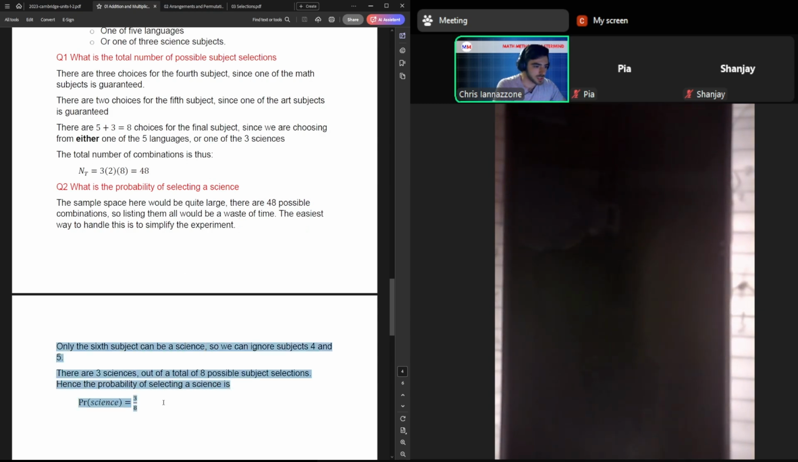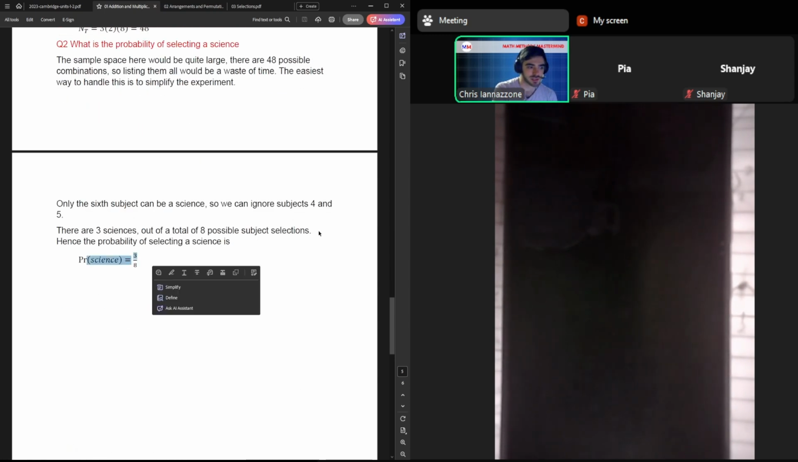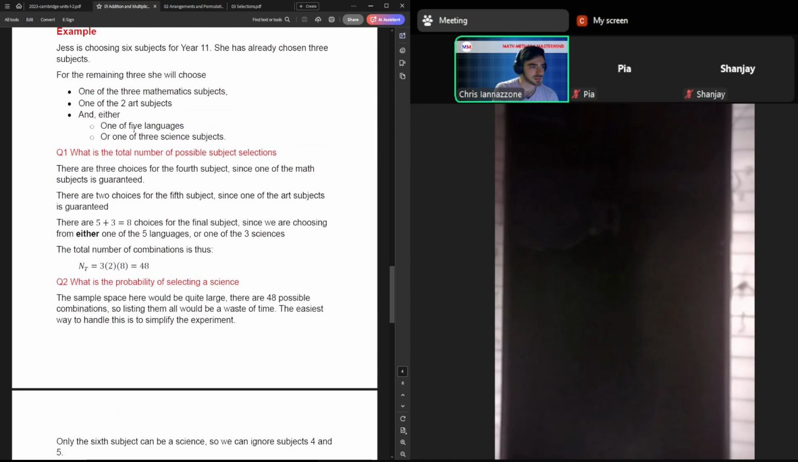Essentially, you're at a situation where only the 6th subject can be a science, because 4th is going here, 5th is going here, 6th belongs to both of these. And so realistically, instead of going through the full sample space and figuring out how many of those combinations have sciences in them, it'd be better off to simplify what you're looking at and say, well, this is the only place a science can go. So with that in mind, we have 8 total possibilities, 3 of which are sciences. So the probability of selecting a science is going to be 3 out of 8. The rest of it doesn't really matter when it comes to calculating that.